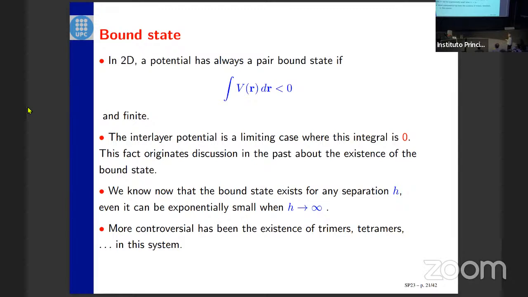So in the past, there were several papers arguing that there was not any bound state in the system between up and down. Okay, what we have proved is that this is not true. So there is always a bound state. Of course, depending on the separation, this could be exponentially small. But if the separation is not large, we have a bound state. And even more controversial was the fact that there could be trimers, tetramers, etc. in the system.